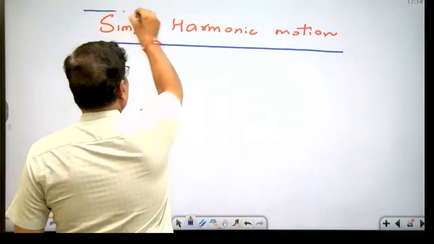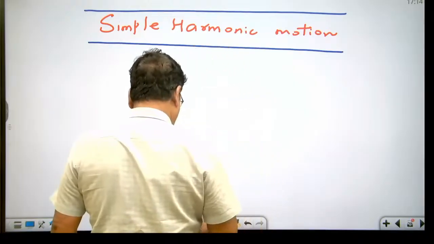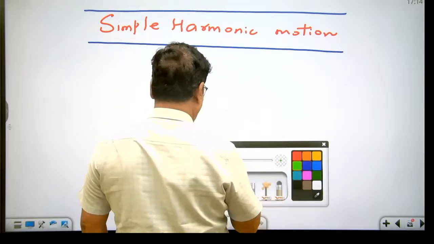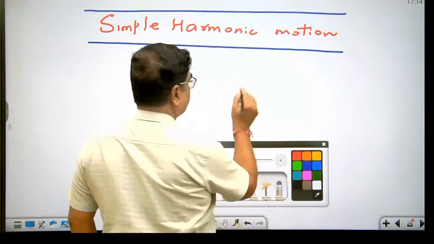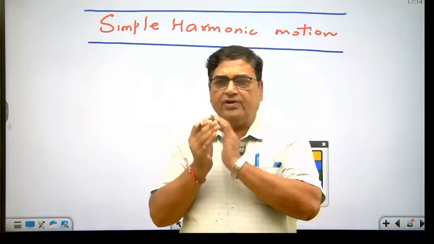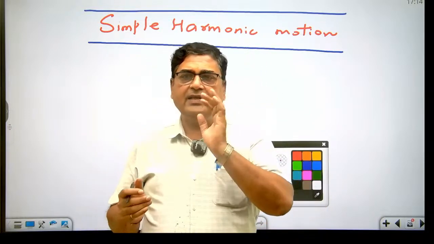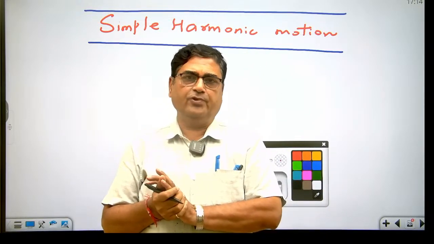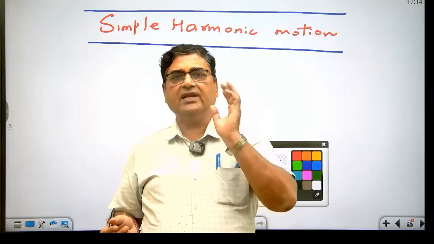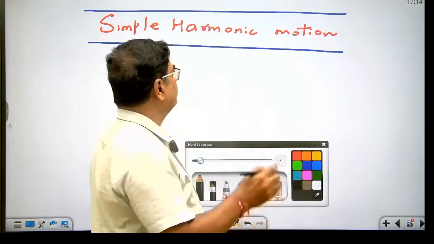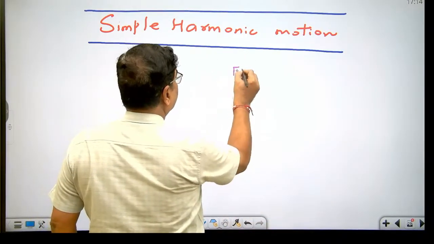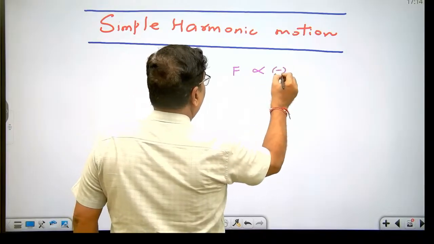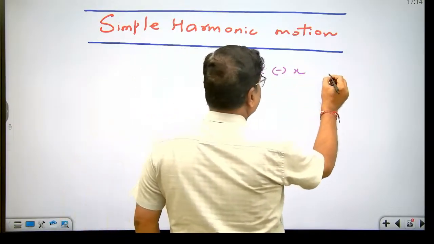The general equations used in simple harmonic motion. This is a motion in which restoring force is directly proportional to displacement from mean position and always directed towards mean position. And in this case it is linear SHM.